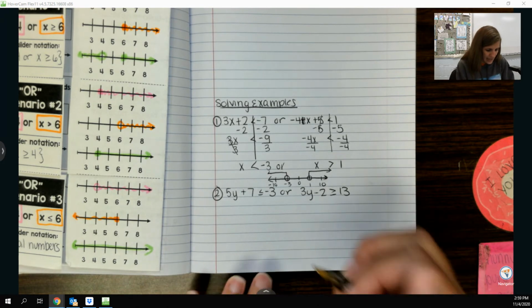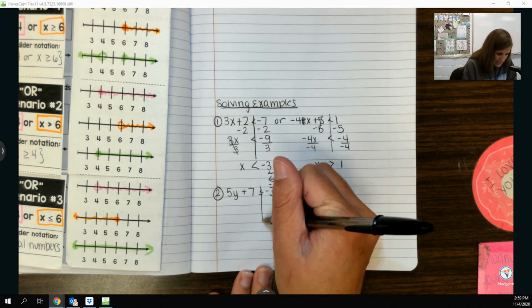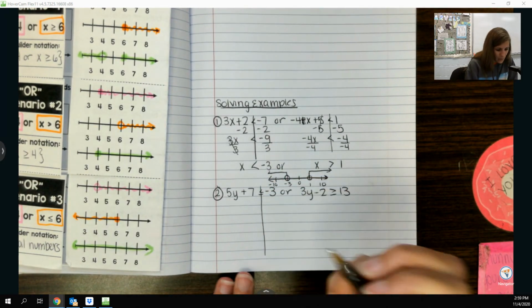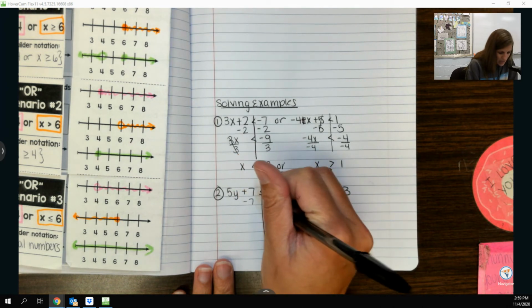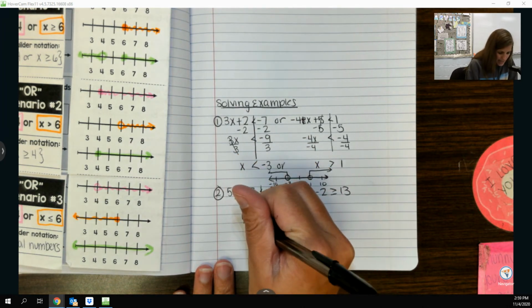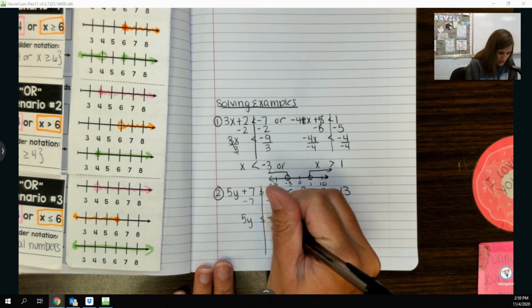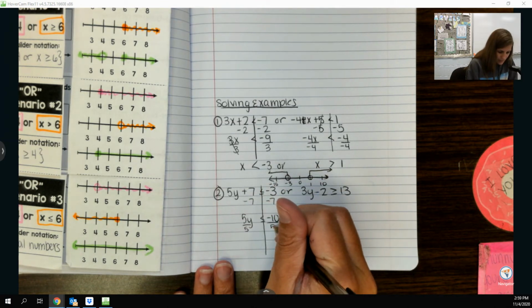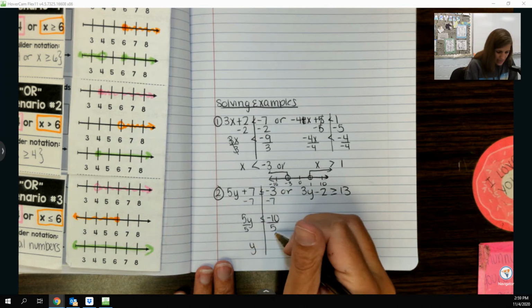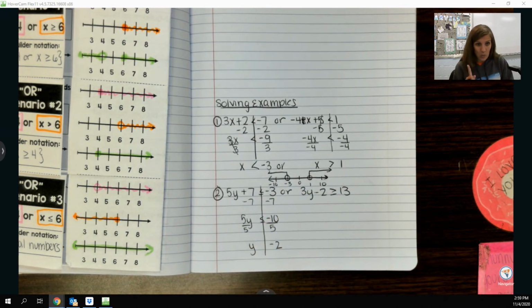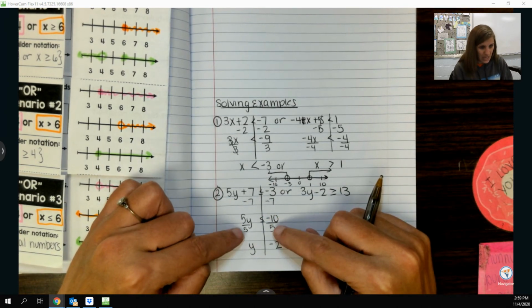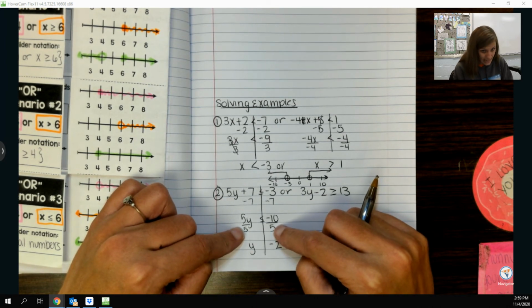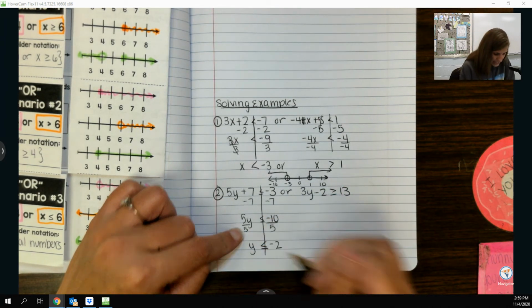Okay, let's try another one. So if I draw on my sides right here, I'm going to get y alone. So I'd subtract the 7 away, and we'd have 5y is less than or equal to -10. Then I would divide my 5. And so y is less than or equal to -2 over here. And I won't switch my sign because the number on both sides that I divided is not negative. So I just bring my inequality down.